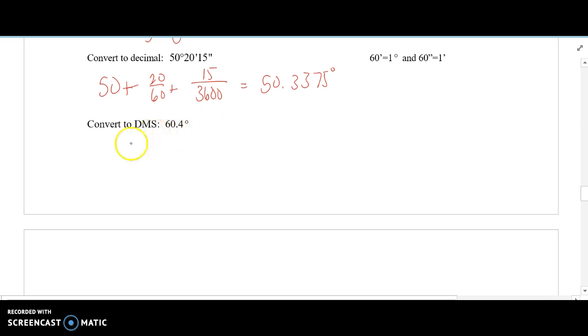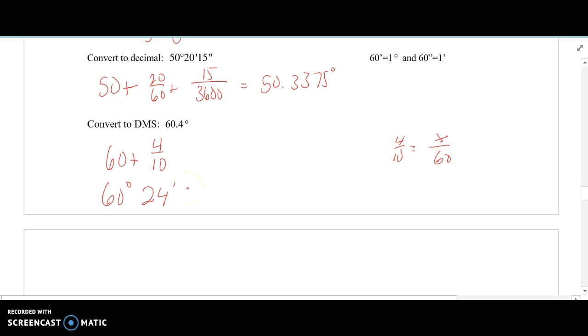The next one we have is 60.4 degrees. We want to convert this into degrees, minutes, and seconds. So one way to do it would be to rewrite this 0.4 as a fraction. That would be 4/10. And then I want to know 4/10 is equal to how many out of 60? I want to know how many minutes are in the 4/10 fraction. So if we solve that, we would get 24. So this is 60 degrees, 24 minutes. 4/10 of 60 would give us 24.